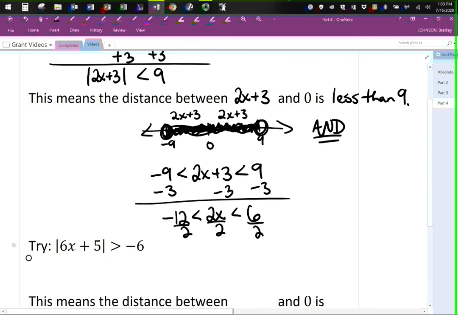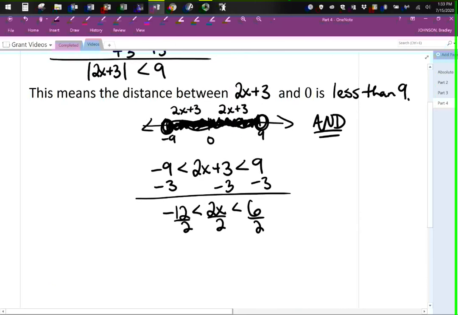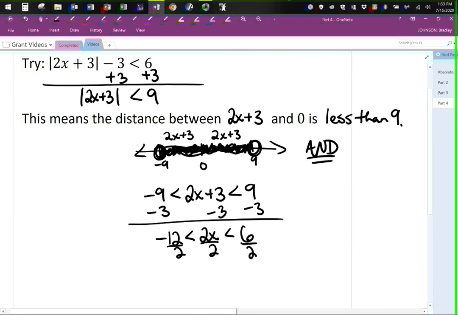And let me move this next example out of the way. Now we would have x, and we'll put our symbols again. Half of negative 12 is negative 6. Half of 6 is 3. And then we could see here, negative 6 is less than x, which is less than 3. Negative 6 is less than 3, so we know that we did make a true statement here. We are happy with that.